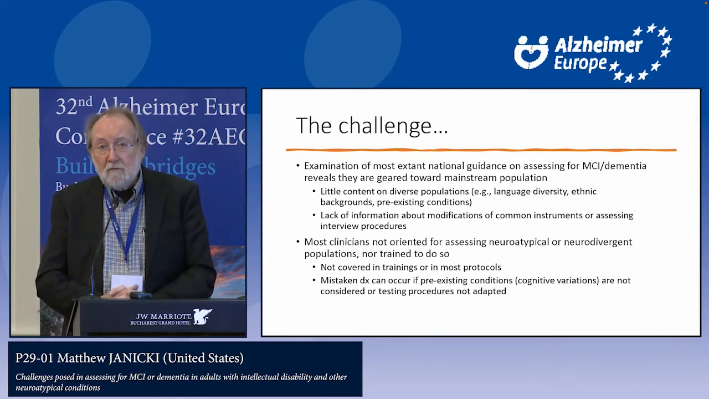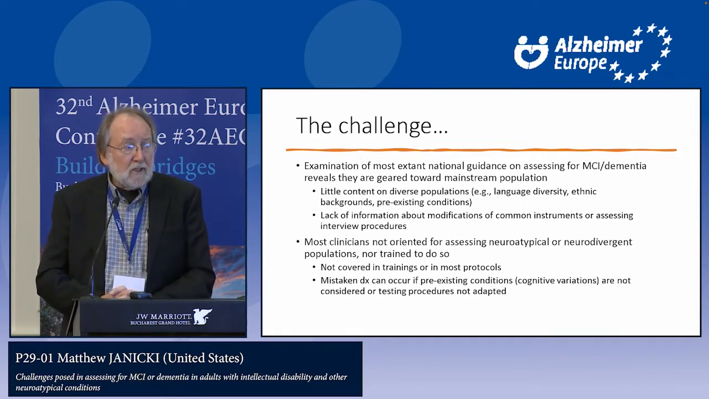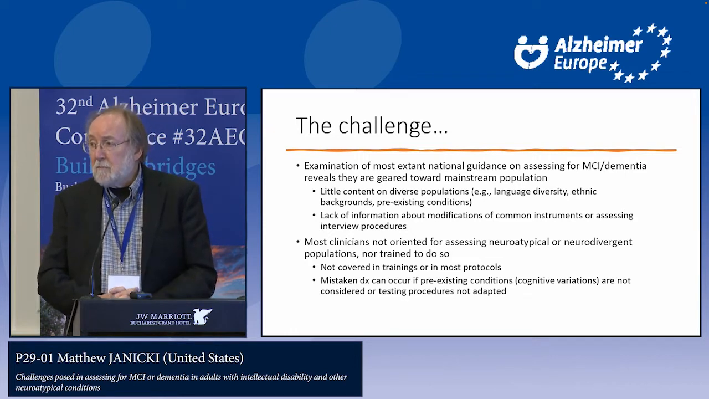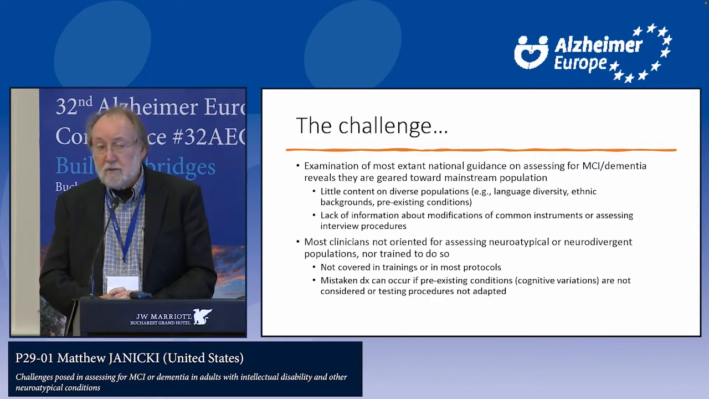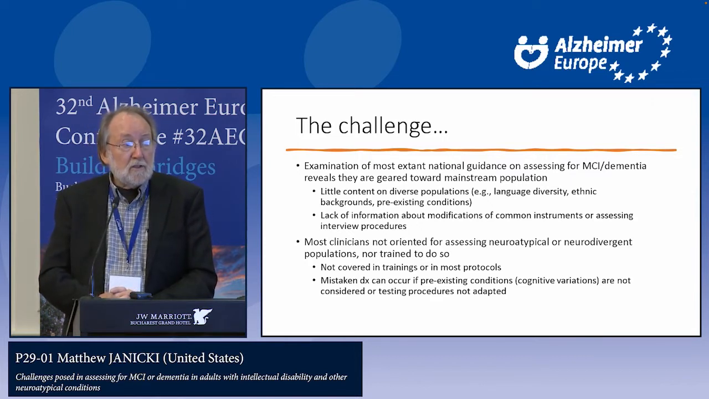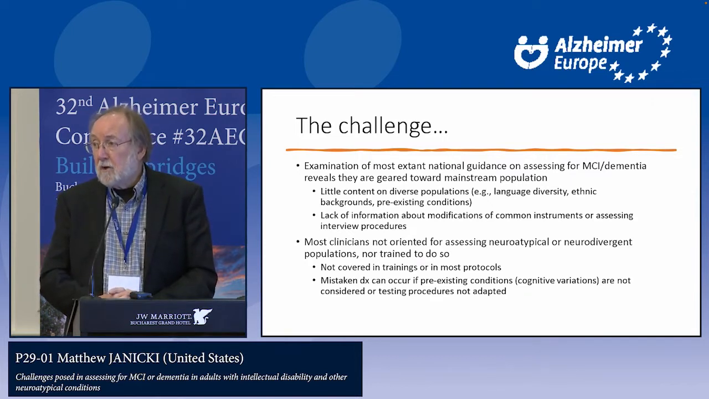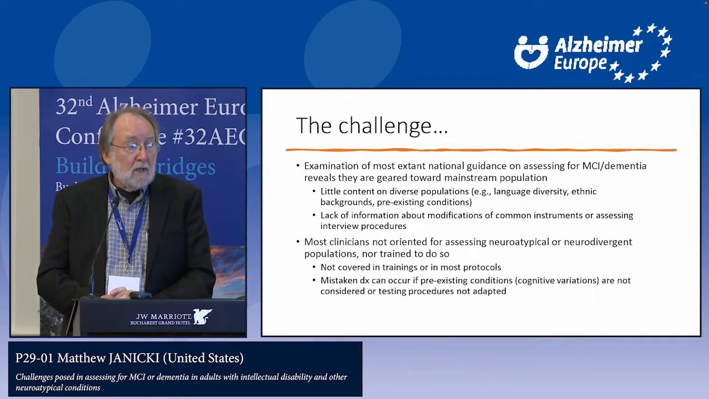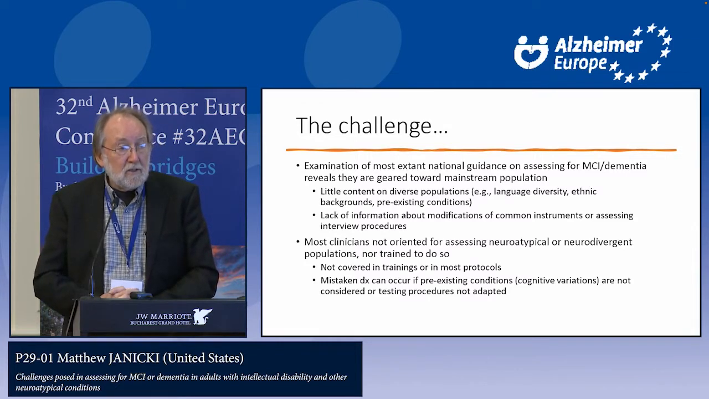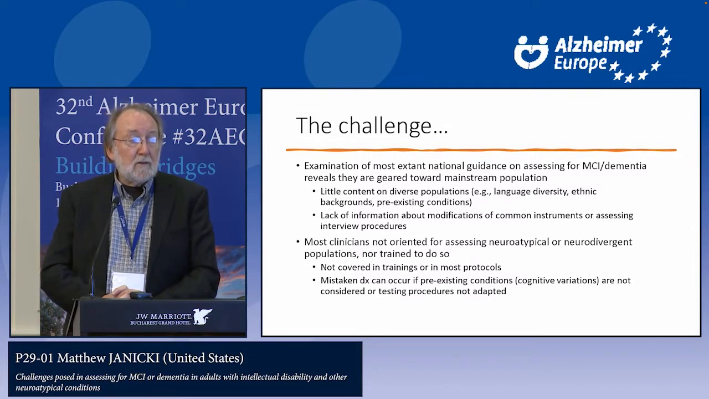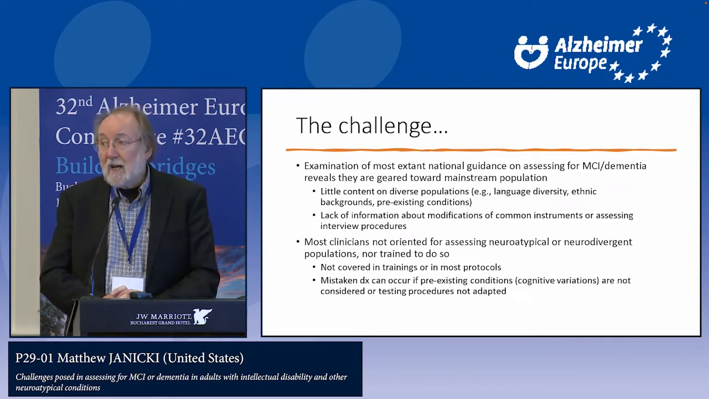And we also found from this work that most clinicians who examine people in the general population are not oriented toward assessing people with neuroatypical conditions or neurodivergent conditions, and are not trained to do so in their own professional backgrounds. So a lot of this is not covered in trainings in most protocols, and it can lead to mistaken diagnoses if the pre-existing conditions or the cognitive variations, for example, are not considered, or testing procedures are not adapted in that process.